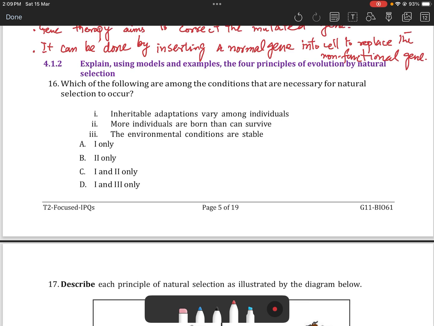Explain using the models and examples the four principles of evolutionary theory by Darwin, the evolution theory of natural selection by Darwin. So it means there are four principles. Okay. So first of all, we need to know what these four principles are. Once you know the principles, it will be very easy for you to answer any question that is related to this part, principles. Okay, so principle number one.